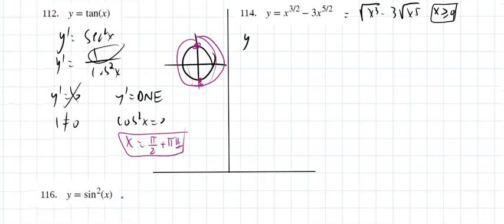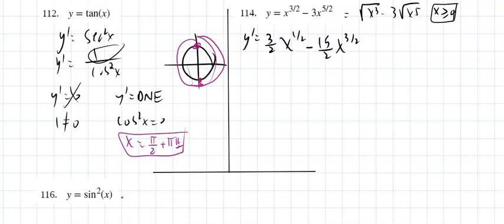Any negative value will not be accepted. Well, if you take a derivative, bring the power down, subtract 1 from the power. Bring the power down, subtract 1 from the power. 5/2 minus 1 is 3/2. Now, where does y prime equal 0? Where does y prime not exist? Well, this exists everywhere as long as x is bigger than 0.